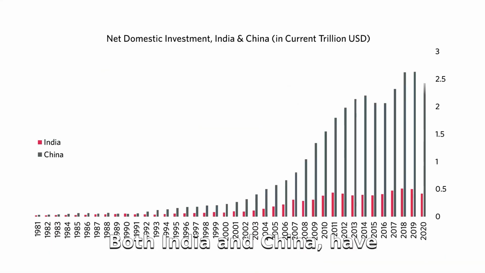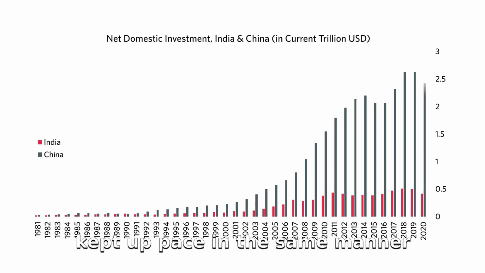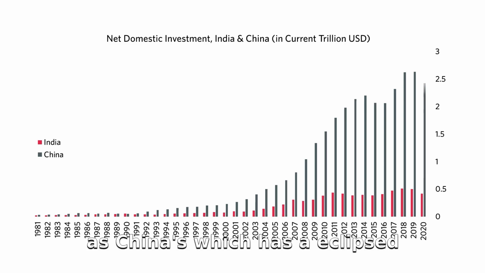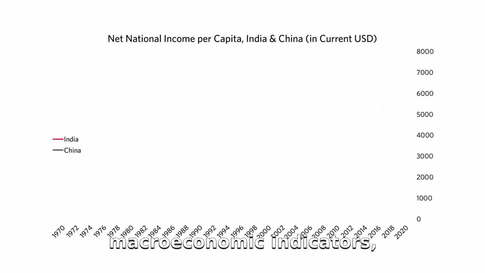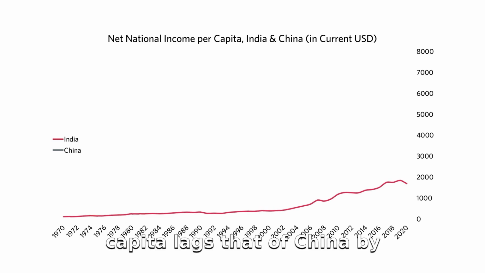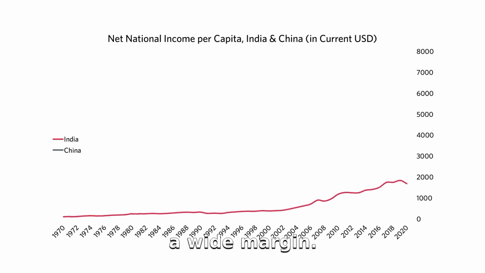Here, both India and China have grown consistently in the beginning, but India's net domestic investment hasn't kept up pace in the same manner as China's, which has eclipsed into trillions of dollars. Looking at these main macroeconomic indicators, it is not a surprise that India's national income per capita lags that of China by a wide margin.